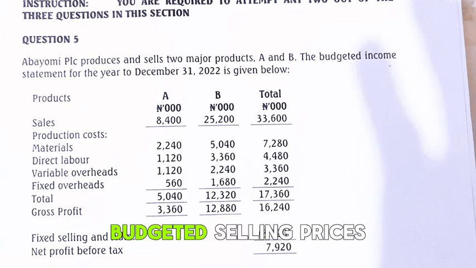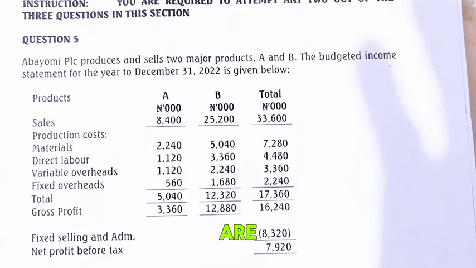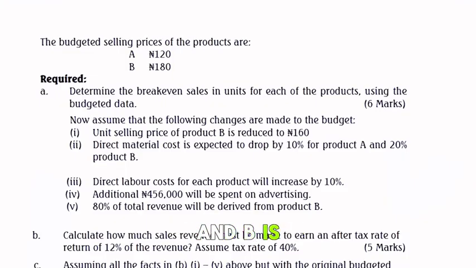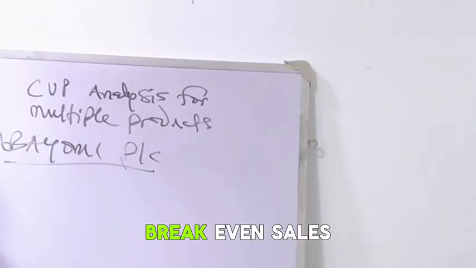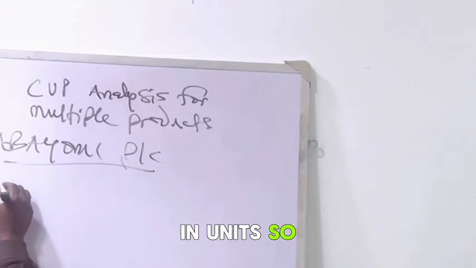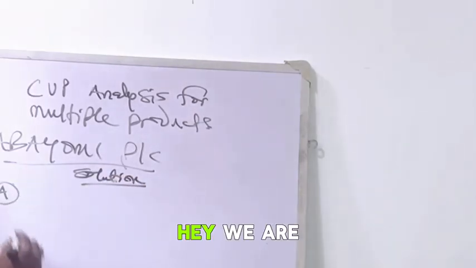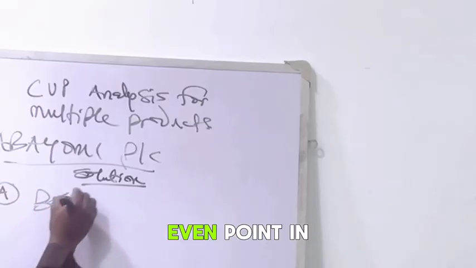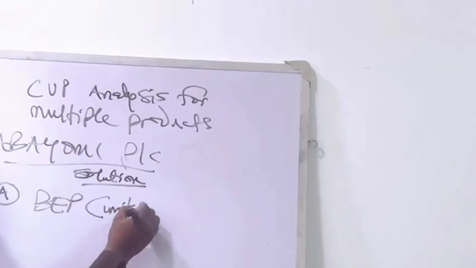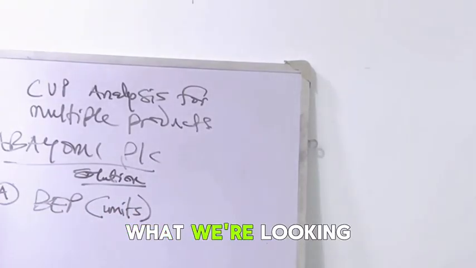We are also told that the budgeted selling prices of the product are A is 120 naira and B is 180 naira. Now let's delve straight into it. Requirement A says determine the break-even sales in units. So what is the formula for break-even sales? A, solution. We are looking for break-even point in units. That's what we're looking for.